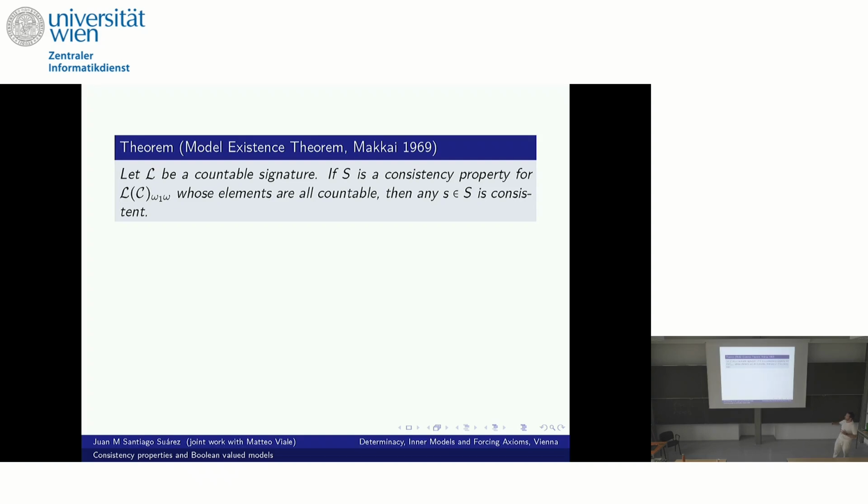And you need consistency properties that are small. They have to be countable, and all the elements inside have to be countable, because you are going to diagonalize, and you are going to meet countably many dense sets. You can only do it in that case. Okay?